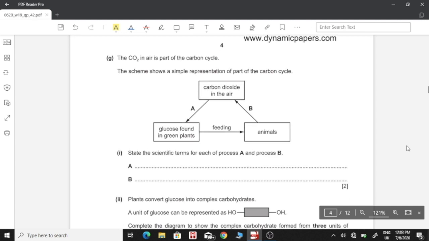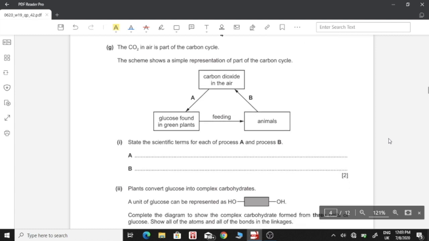G. The carbon dioxide in air is part of the carbon cycle. The scheme shows a simple representation of part of the carbon cycle. Part 1. State the scientific terms for each of the process A and process B. So process A is when carbon dioxide in the air is converted to glucose found in green plants. This is quite simple, it is photosynthesis.